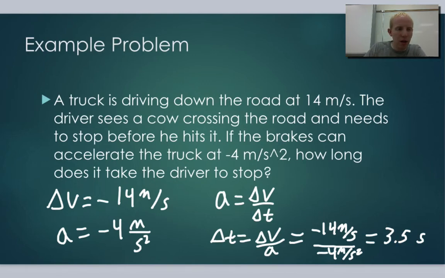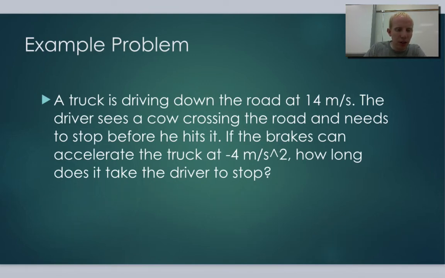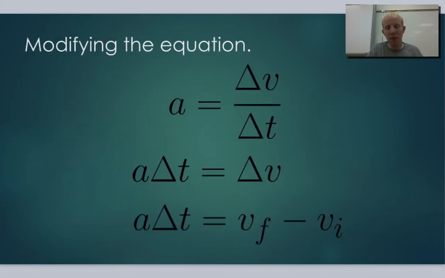Alrighty, so let's look at one other equation, and it comes from rewriting the initial acceleration equation. If we start here with the acceleration equals the change in velocity over the change in time, we could bring the change in time over here to the acceleration. So we get acceleration times the change in time equals change in velocity. Now, change in velocity by definition of delta means your final velocity minus your initial velocity. So you'll end up with acceleration times change in time equals the final velocity minus the initial velocity.